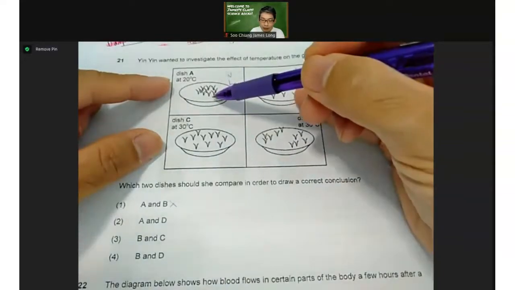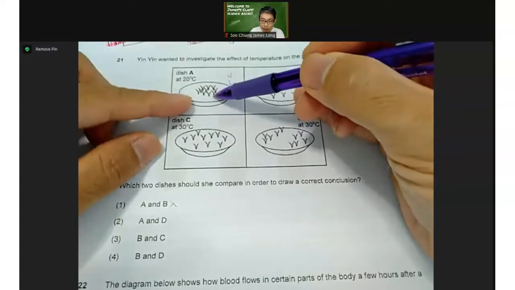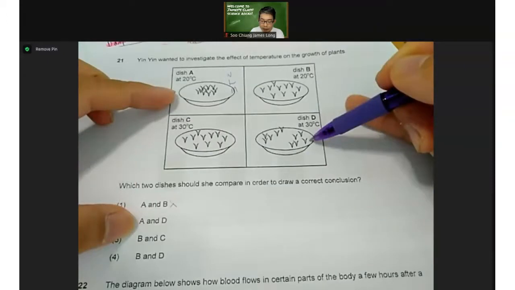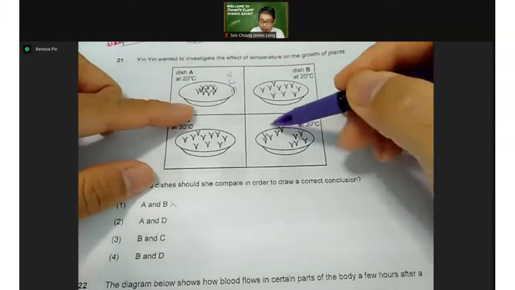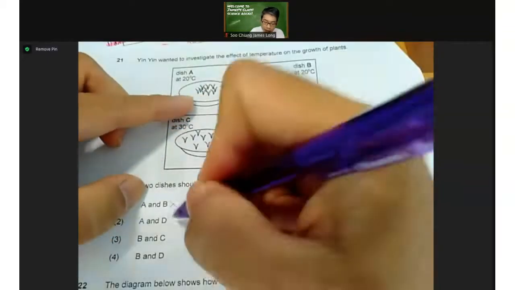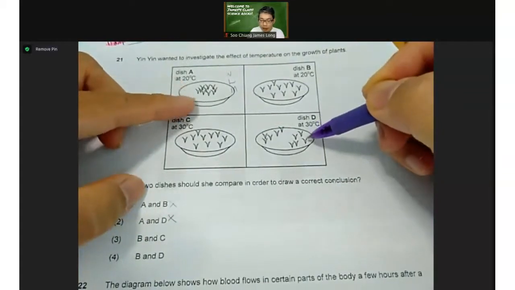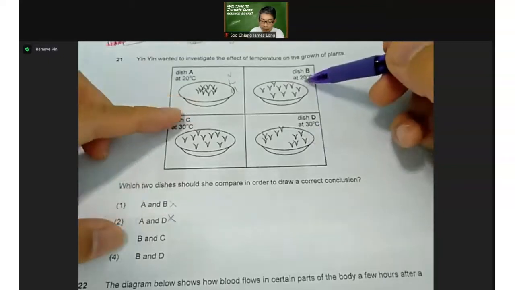Therefore, this is not a fair test because the plants here are spaced too closely together to compete for all of this. Let's look at A and D. A and D, different temperature, great, but the way the plants are spaced out again looks very different. So I cannot use this because here there are two changed variables, temperature and how far the plants are spaced out.